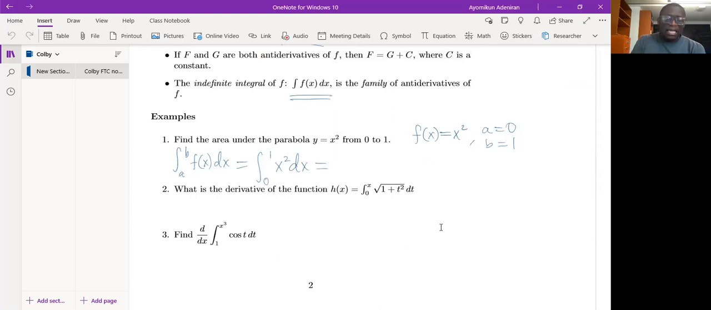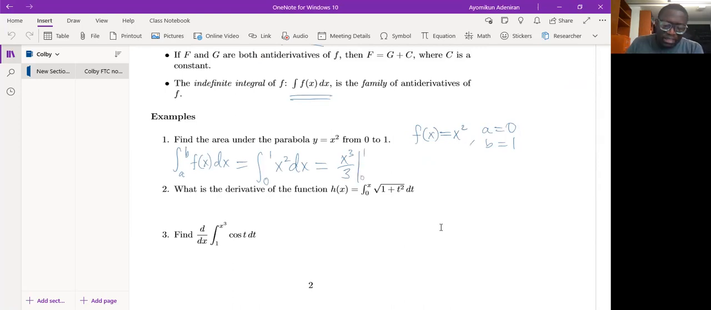Okay, so what's the antiderivative of x squared? We know that an antiderivative of x squared is x cubed over 3, because when you differentiate this, you have 3x squared over 3, which is x squared. So this is an antiderivative. If you want, you can add a plus c and take from 0 to 1, but the c's will cancel out.